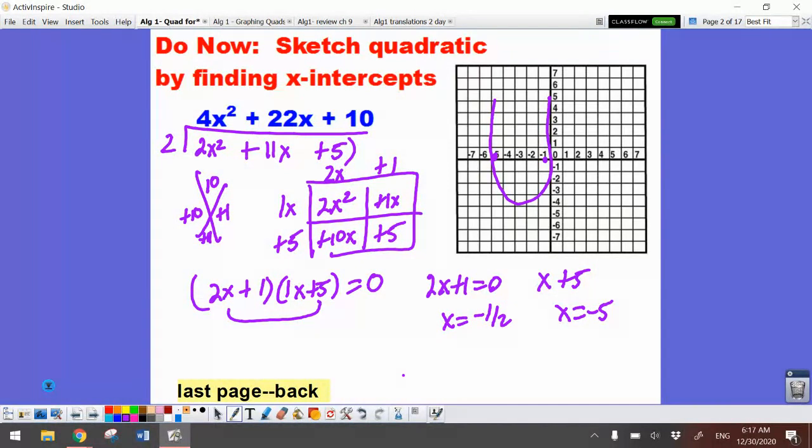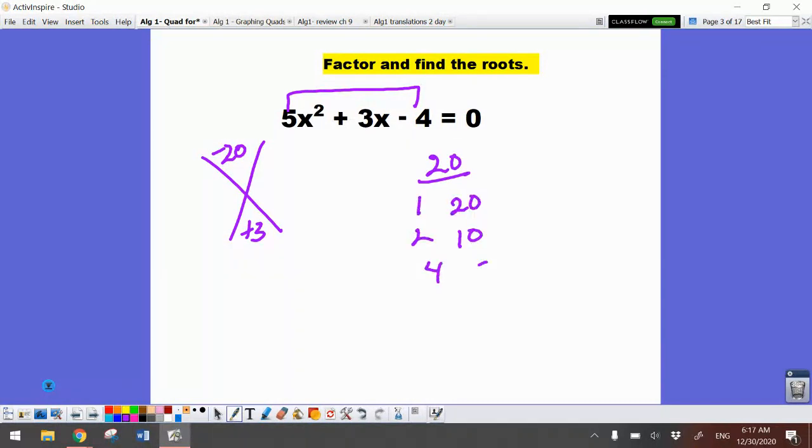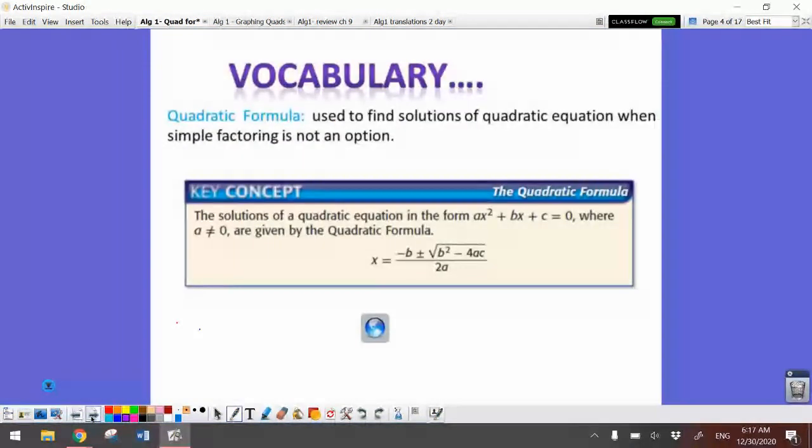Okay, it's a smile. So that's fine if I actually have a decimal root and I have whole numbers here. But what happens when I have a problem like this? So I have 5 times negative 4 is 20, and I have a positive 3. Well, if I think about my factors of 20, that's 1 and 20, 2 and 10, 4 and 5. I have no way to get 3, but this has to factor. So that is where the quadratic formula comes in.